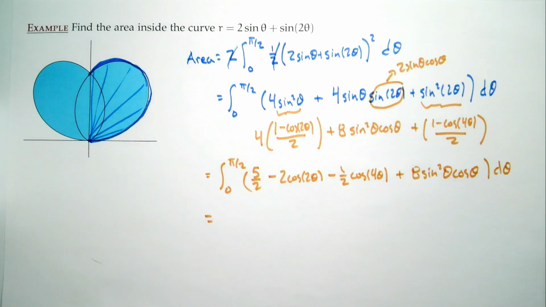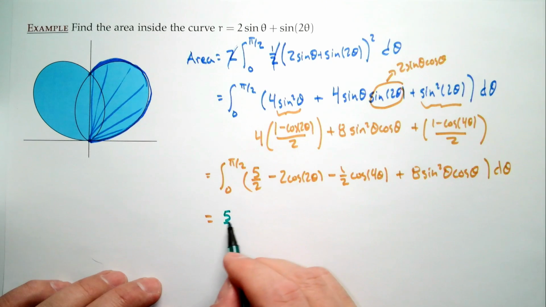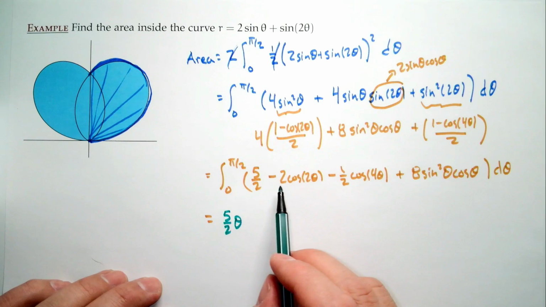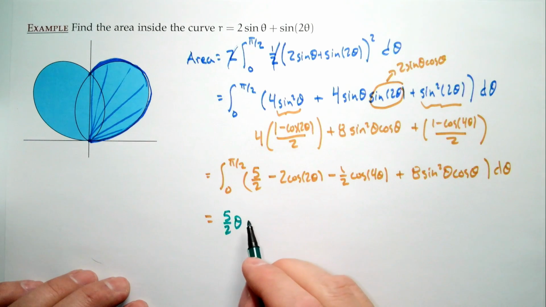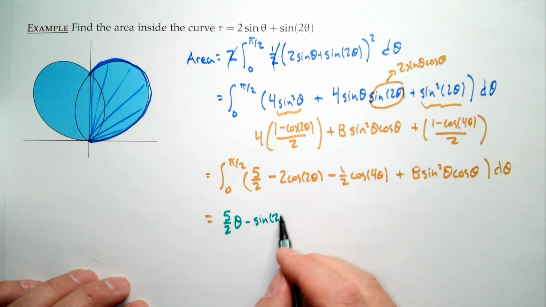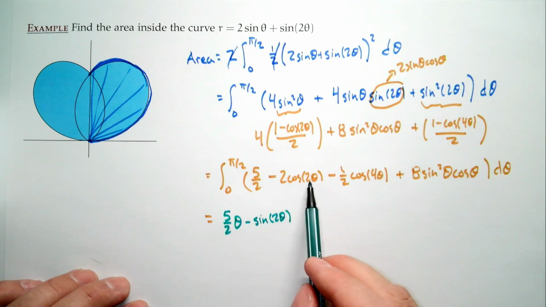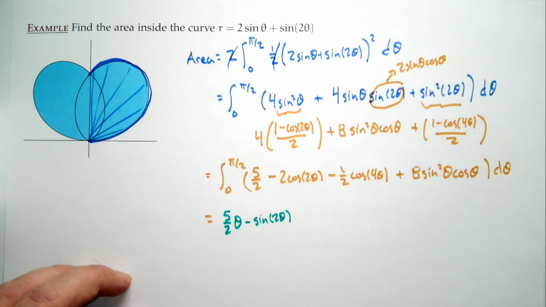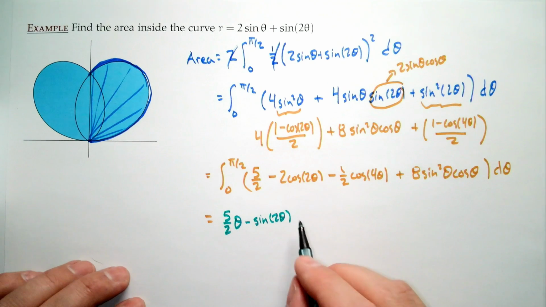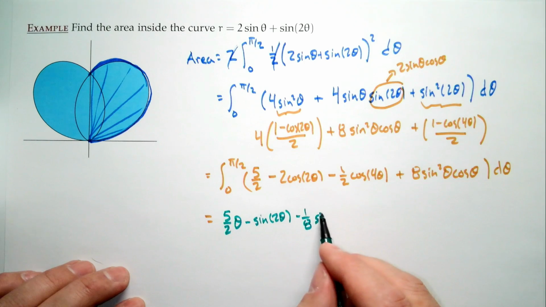Let's go through these one by one. What's the integral of 5/2? 5/2 theta. Okay, all right, good. We're warming up. Don't worry. We'll start challenging ourselves as we go on. Integral of minus 2 cosine 2 theta. What will that be? Minus sine 2 theta. We have to divide by the 2, which cancels with the 2 in front. What's the integral of minus 1/2 cosine 4 theta? Minus 1/8 sine of 4 theta.